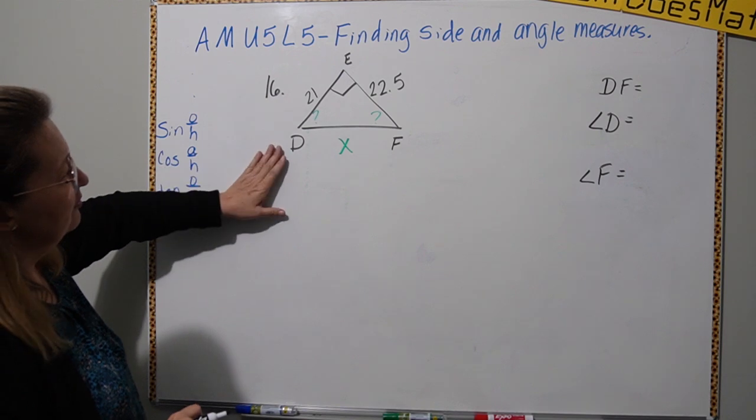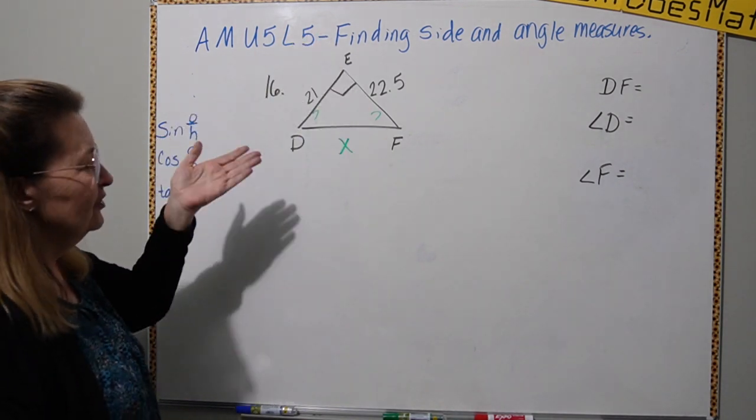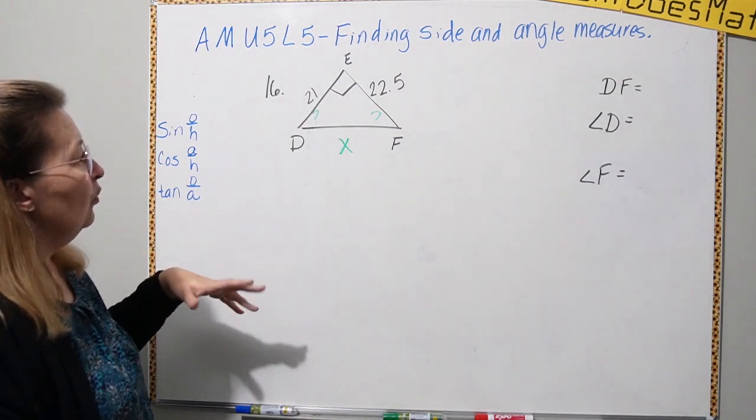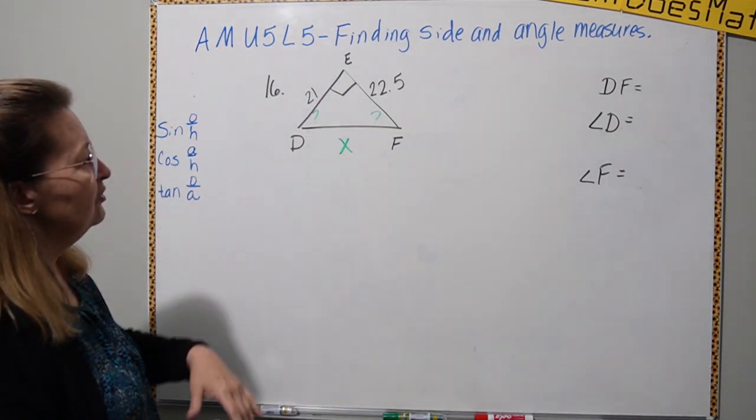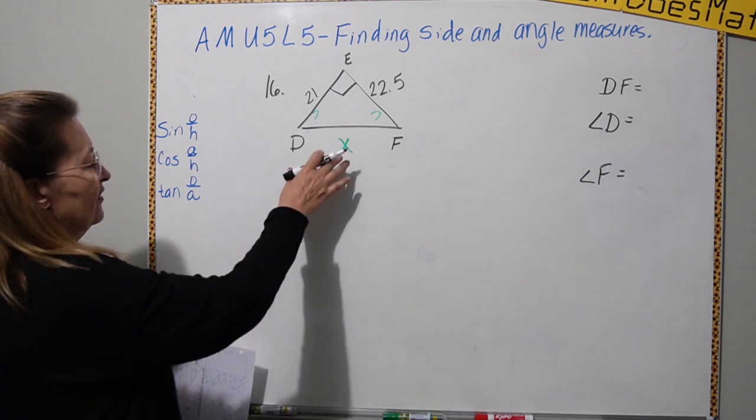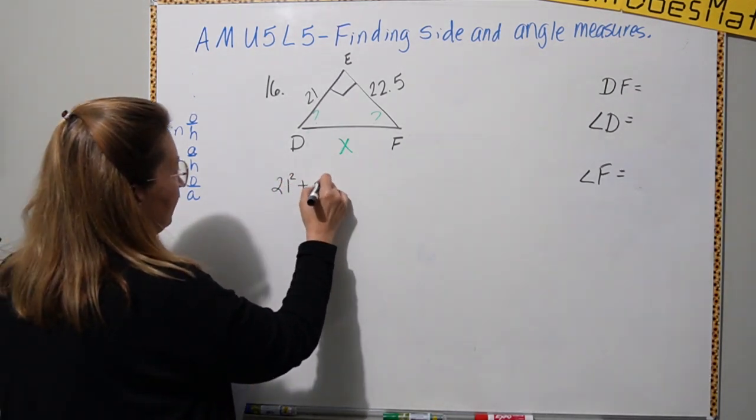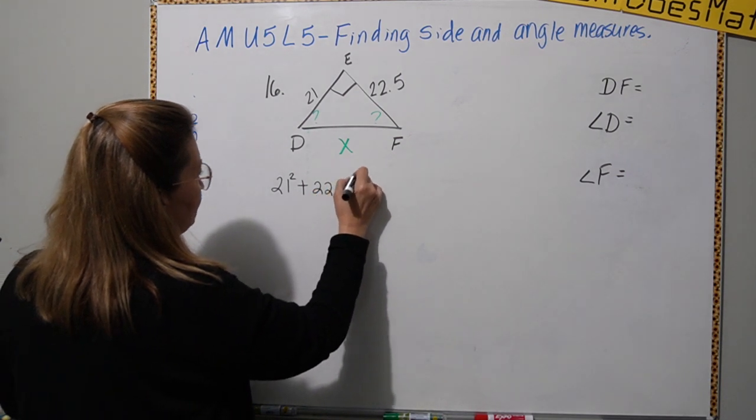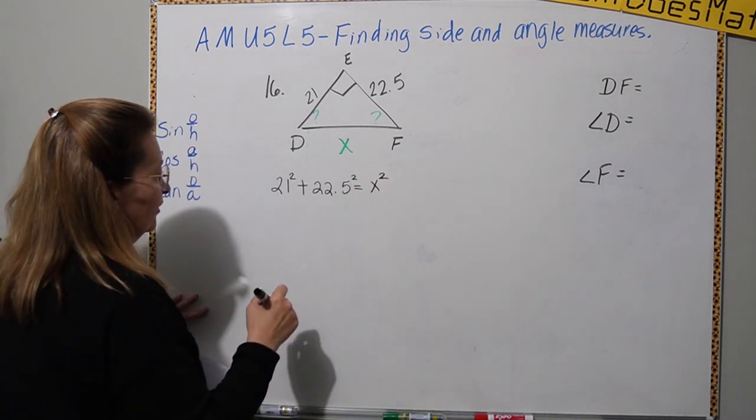Okay, let's have a look at number 16. We're given two sides, and we know this is a 90-degree angle, and that's all we're given. Well, first of all, if you have two sides of a right triangle, you know you can use the Pythagorean theorem to find this third side. So let's do 21 squared plus 22.5 squared is equal to x squared since I have it labeled that.